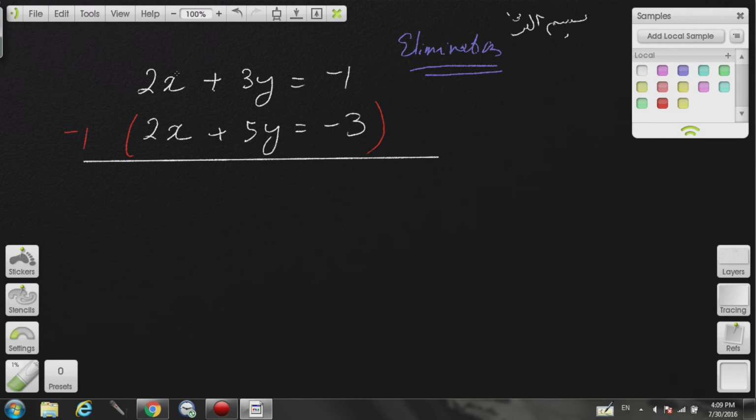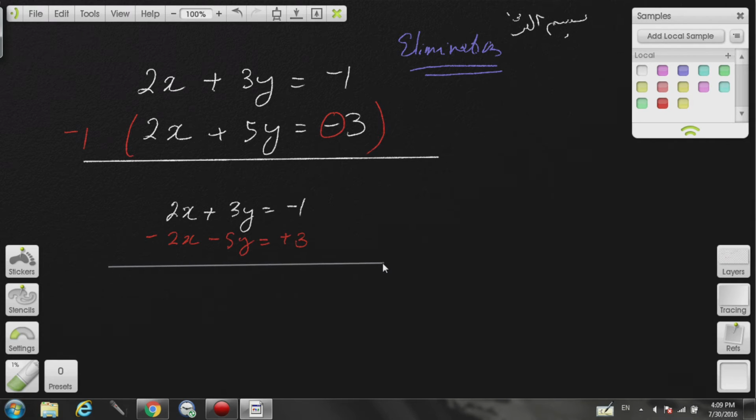So if you do that, I'm just going to copy the two equations down. 2x plus 3y equals negative 1. And then the bottom becomes minus 2x, right? So minus 2x minus 5y equals positive 3. You can't forget this over here. You have to multiply both sides of the equation by that.